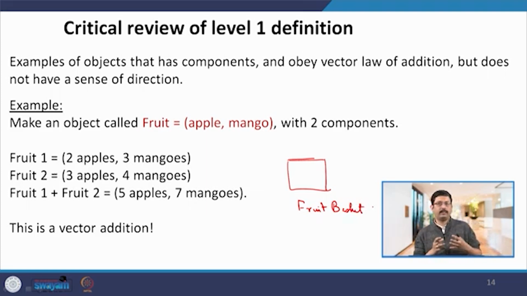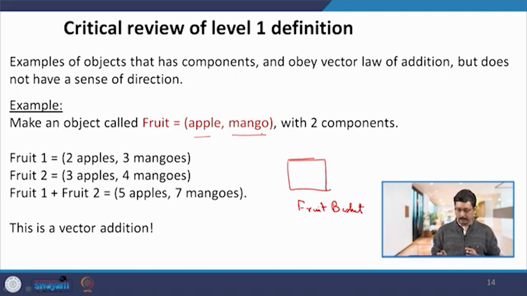And let us say you have two kinds of fruits, apple and mango. So, this is like an object fruit with two components: the first component is apple, the second component is mango. Now you have two baskets. We denote that: in the first basket there are two apples and three mangoes, and we describe that as fruit 1.